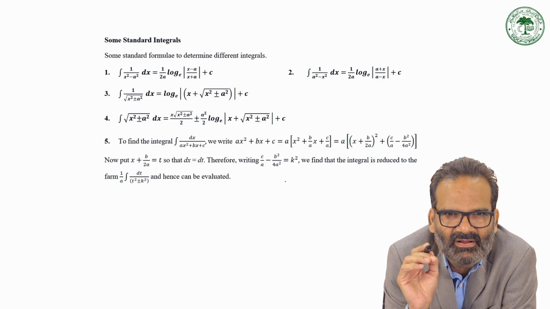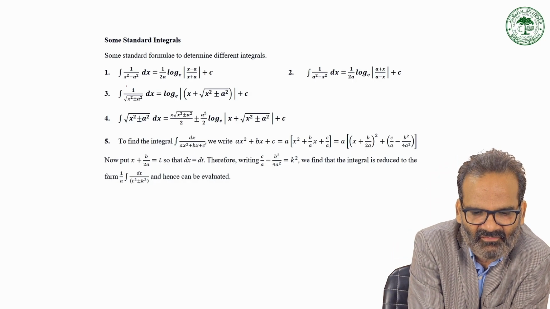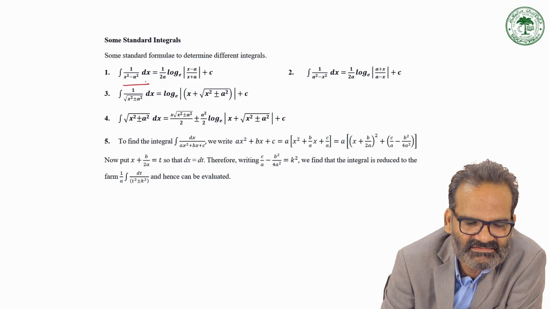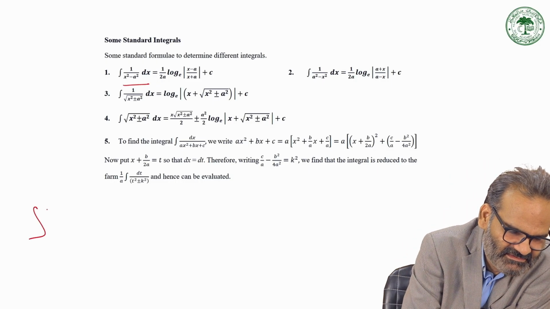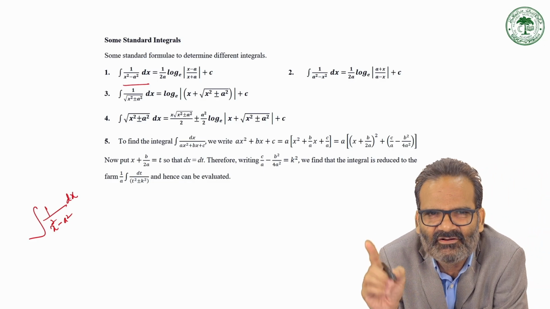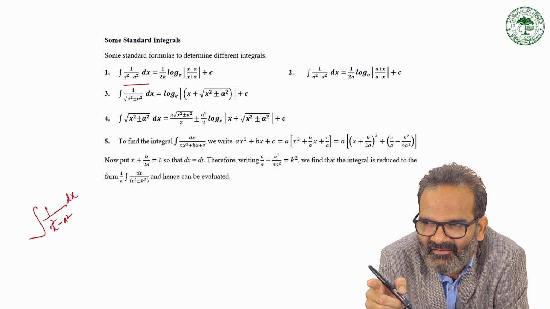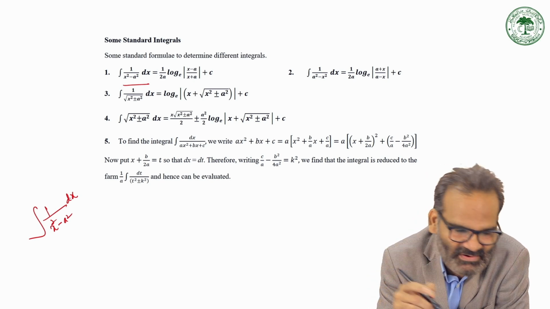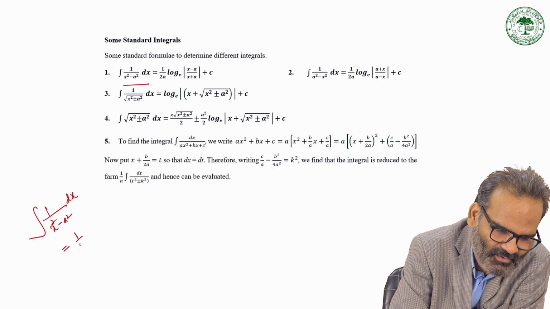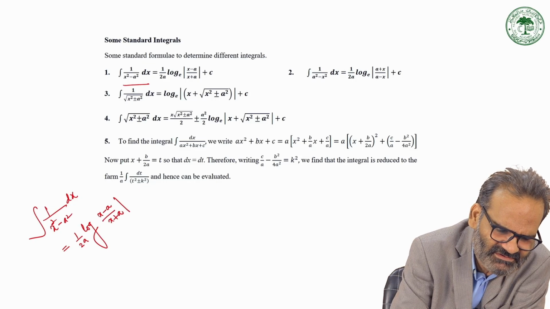Some standard formulas to determine the different integrals: formula 1 is 1 upon x square minus a square dx. See here, x is a variable, a is any constant, right? So the power of x is 2 and the power of the constant must also be 2, and its value is equal to 1 upon 2a log of x minus a divided by x plus a. We enclose it inside this mod.